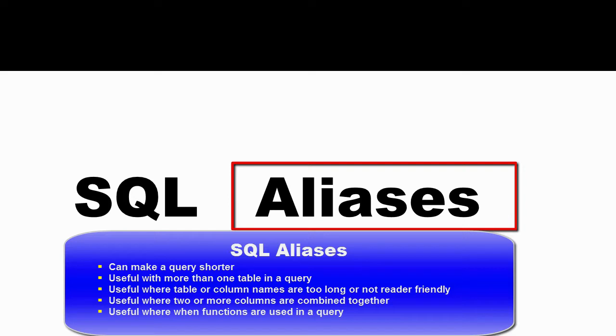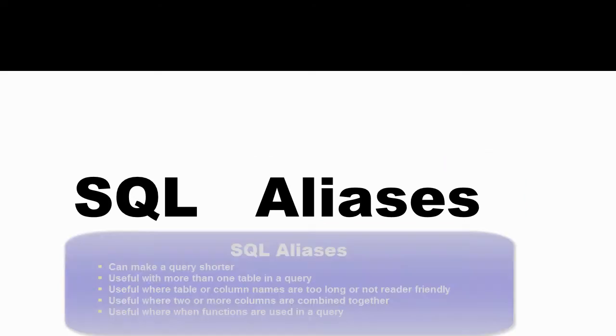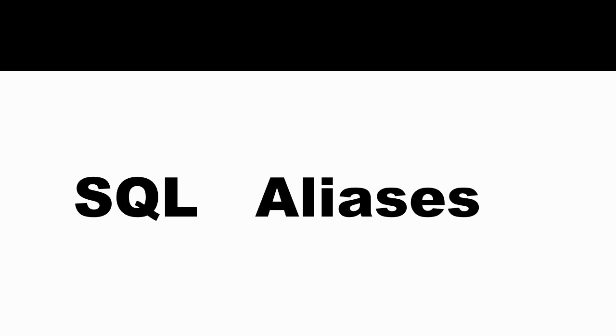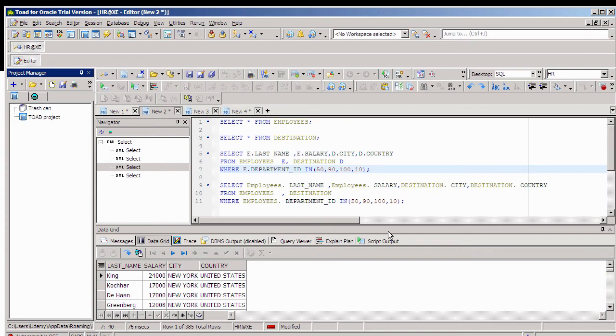In a nutshell, aliases are used to make the column or table names more readable. They are also used to make the query shorter, where you have column names or table names that are long. By using temporary names, you make your query shorter to write.